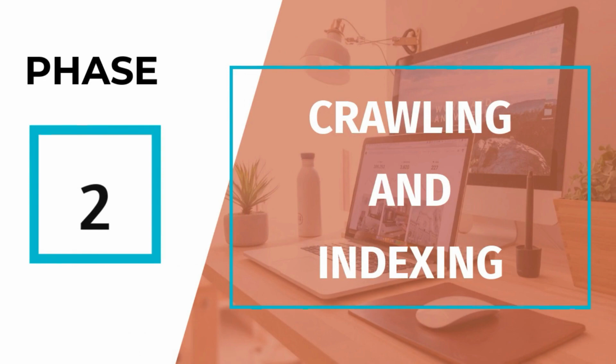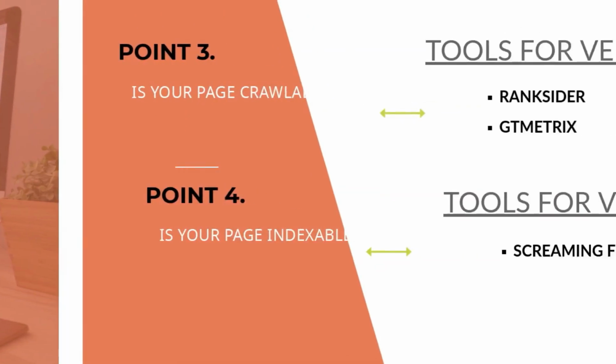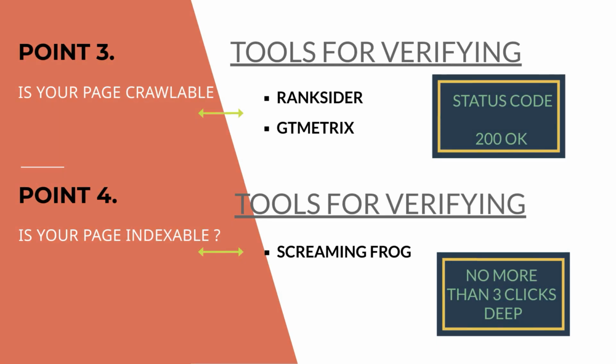The second phase is crawling and indexing. Point number 3. Is your page crawlable? You must keep in mind that you cannot rank if Google's spider cannot access your page. Robots.txt file and no index tag are two common culprits you need to look out for. To verify whether a particular page is crawlable or not, you can use tools like RankSider, GTmetrix. If the status code appears 200 OK, then it's good news for you.